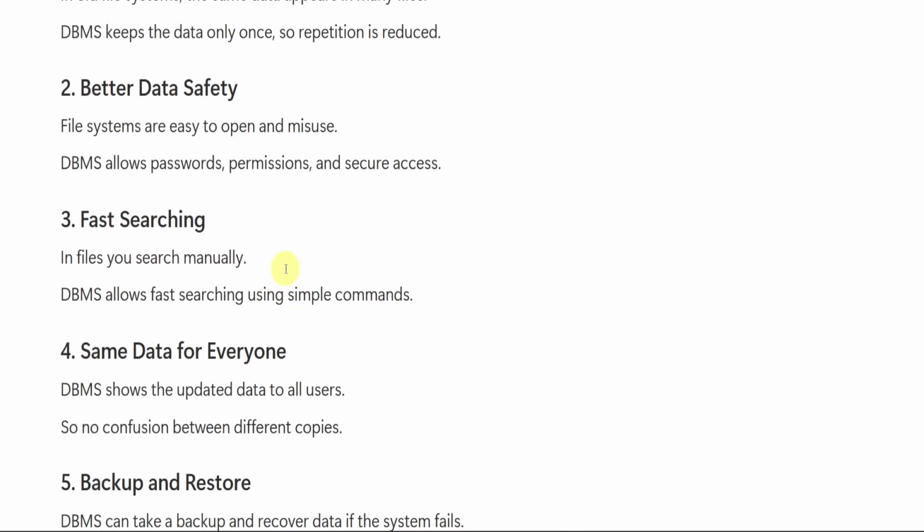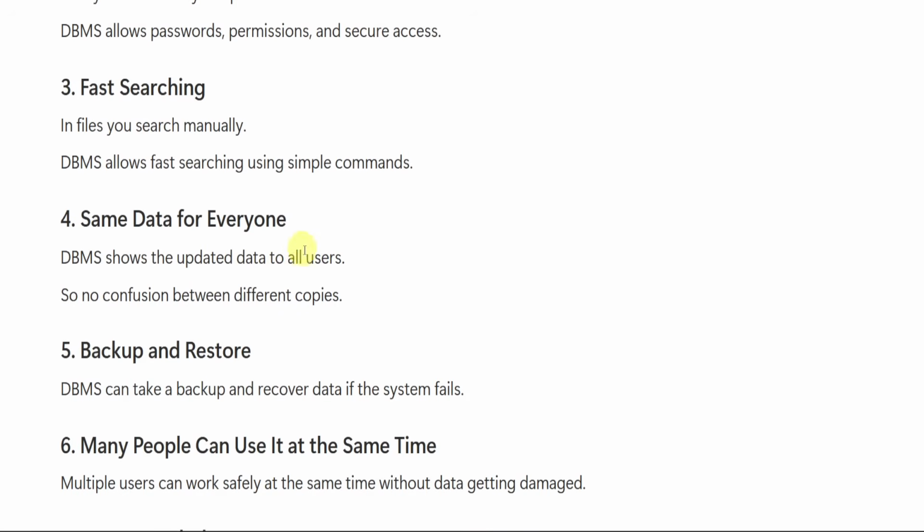Then we have fast searching. Searching in file systems will take a lot of time. When we search manually one by one, it will take a lot of time. But in DBMS, searching is very easy. I have already told you about the queries and commands, right? We are going to learn them in the next topics. So here queries and commands will be there, with the help of which we can search for any information in very few seconds.